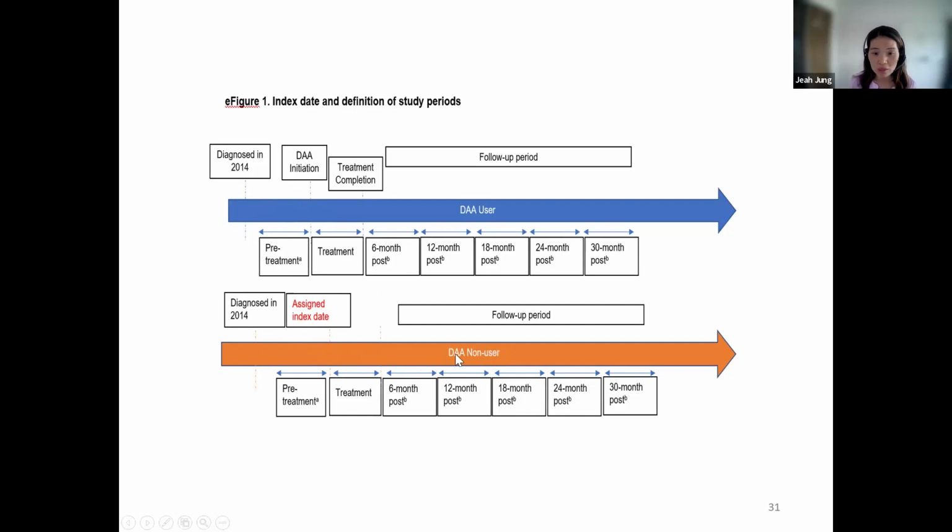So each of the non-users has some fake index date, and then we pretend that they have some treatment, and there is some treatment period, and then we begin to follow up every 6 months. And for every 6 months, we calculate medical cost.